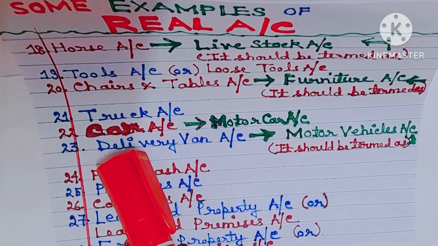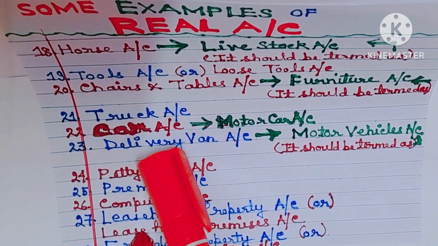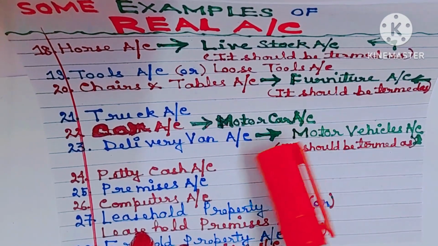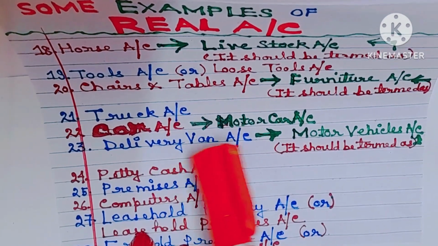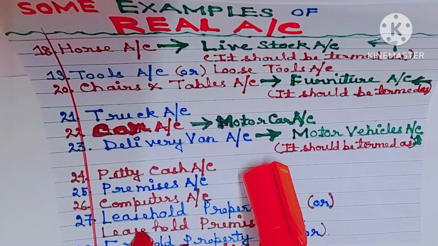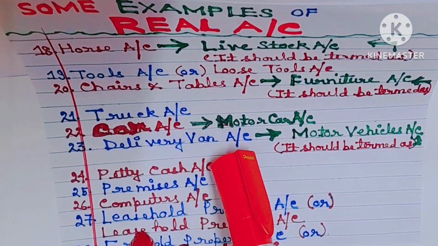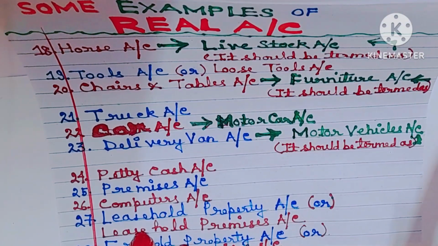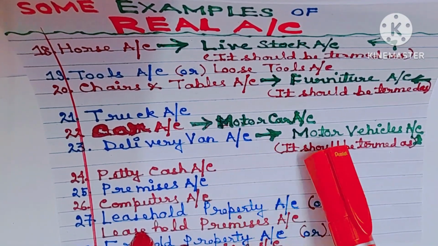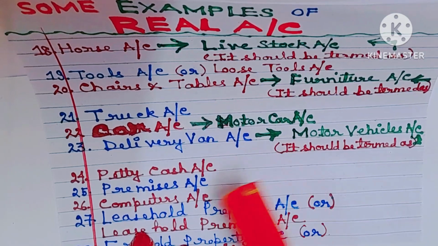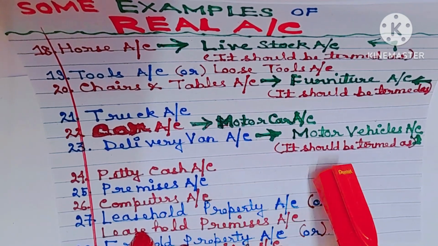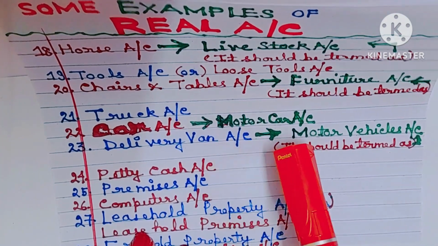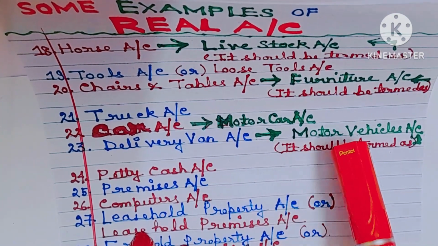Number 22, car account. You cannot write car account debit to cash account in journal. Please remember, instead of car account, you got to write motor car account debit to cash account in journal. Okay? If car is purchased for the business, you got to write motor car account debit to cash account in journal.